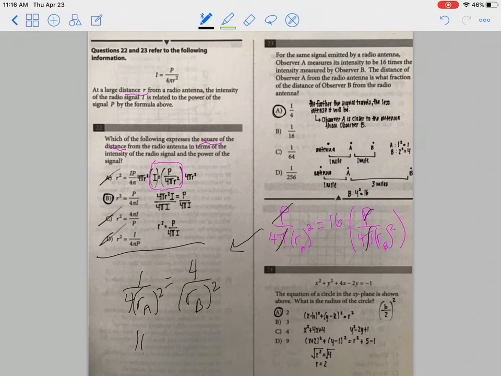Then I cross-multiplied and saw that if I square root both sides, RA is going to be 1/4 of RB once I divide both sides by 4, or multiply both sides by 1/4. So RA is 1/4 of RB. So that's another way to do it. This is also drawn as a picture.